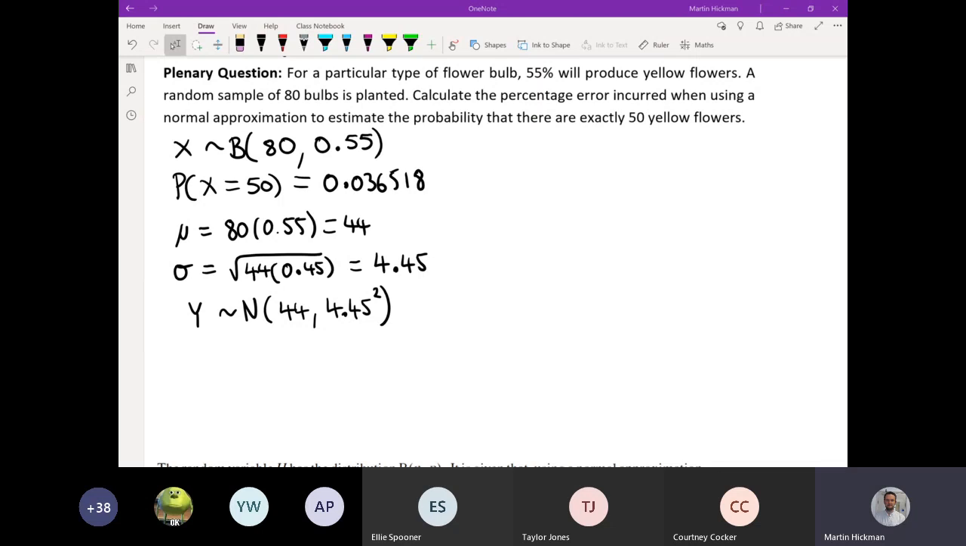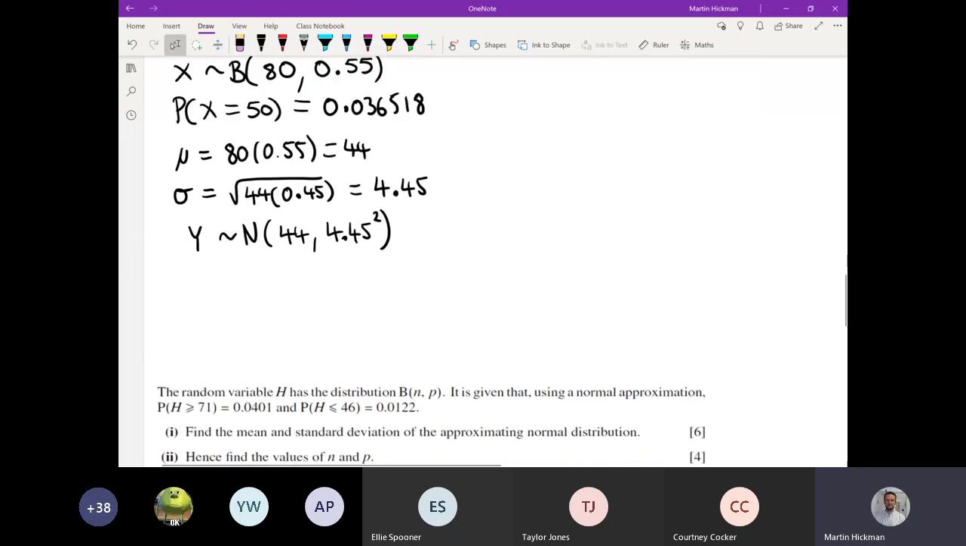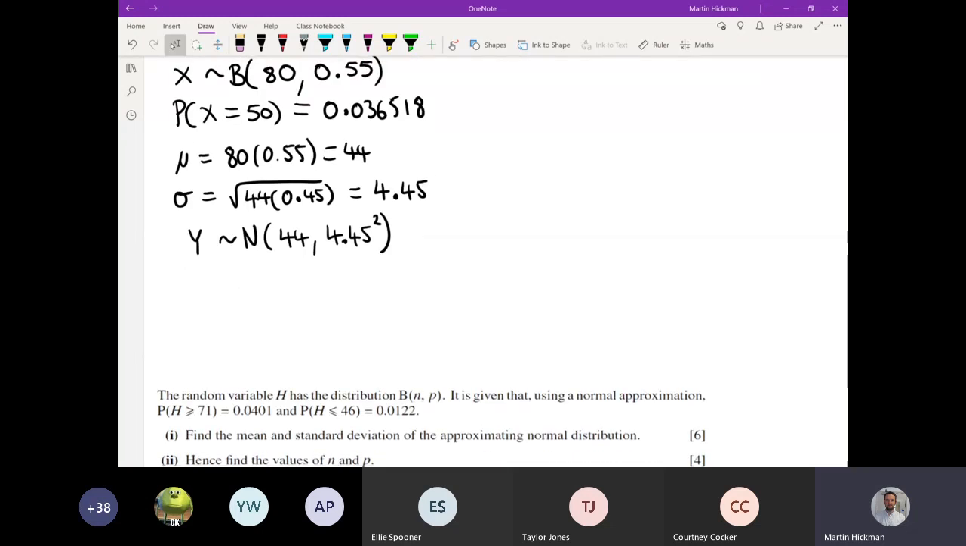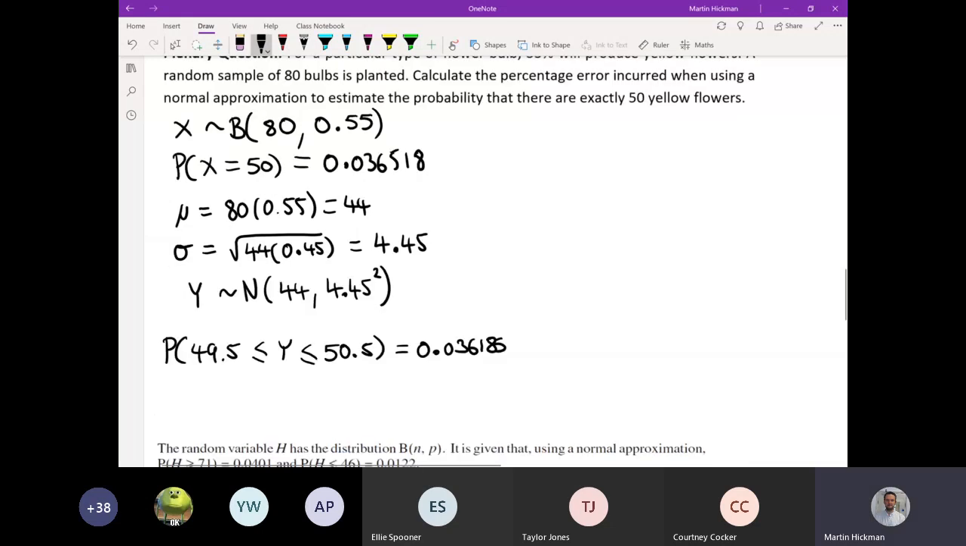And the answer there is yes, I do. I need to go between 49.5 and 50.5. I can't just put in exactly 50 into the normal distribution. I need to go between 49.5 and 50.5. So I do that on the calculator, and I get the following.